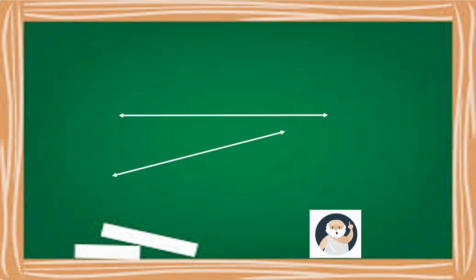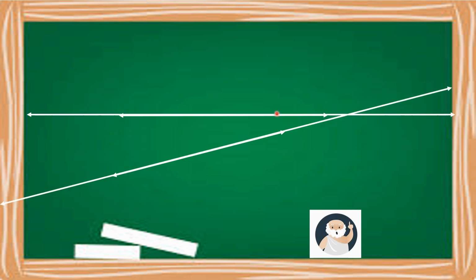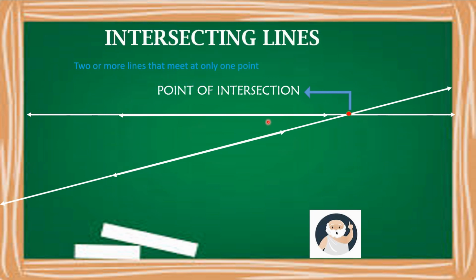We have here two coplanar lines. What if we extend them? Will they meet or cross each other? Let's see. As we can see, the two lines cross each other at this point. This point is called the point of intersection. And these two lines that meet at this point are called intersecting lines. Intersecting lines are two or more lines that meet at only one point.